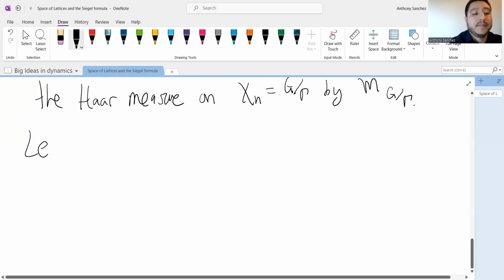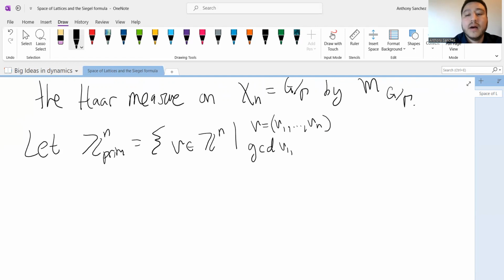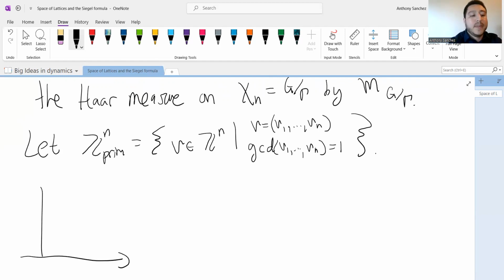So let Z^n prim denote the set of vectors inside of Z^n such that if I write down this vector in components, the GCD of the components is equal to 1. And so this is the easiest way of writing down the primitive lattice points. But what do these things correspond to geometrically? Again, let's look at the n equals 2 case, and let's look at the integer lattice.